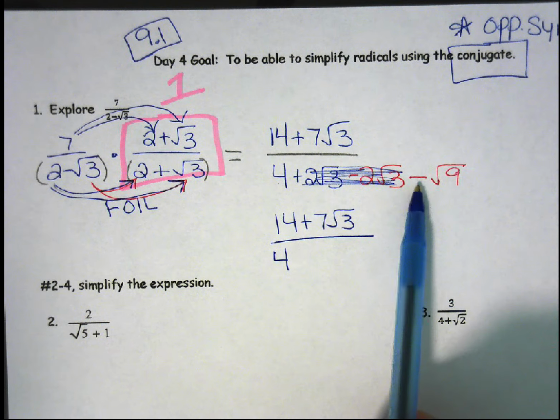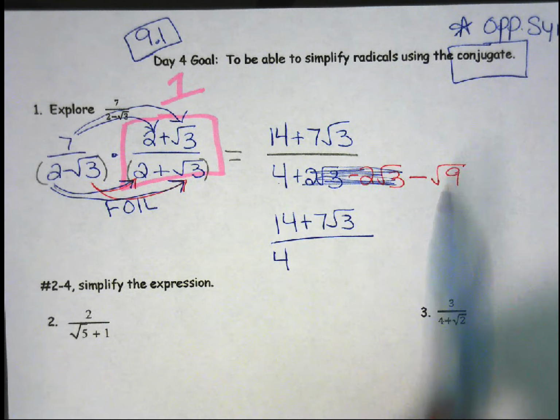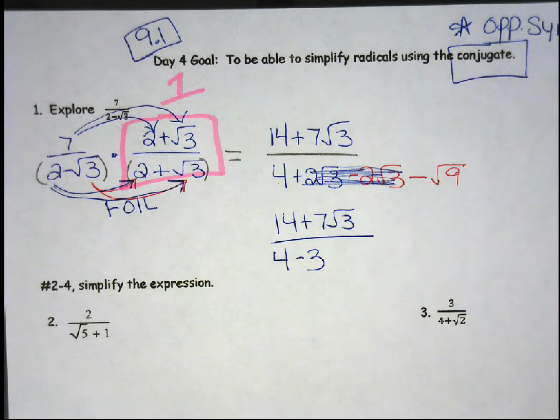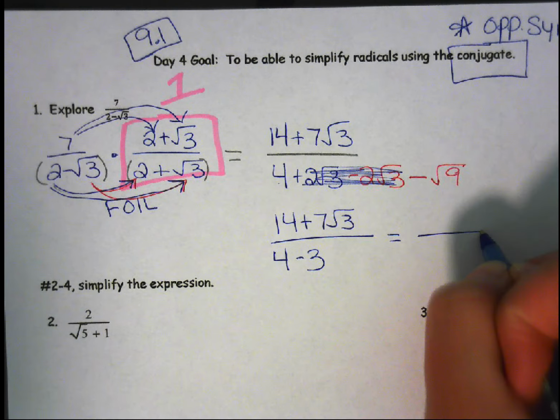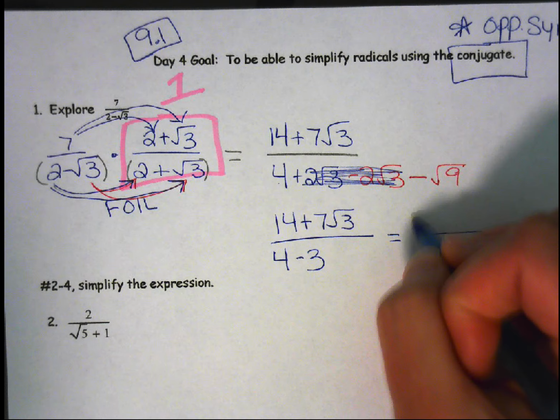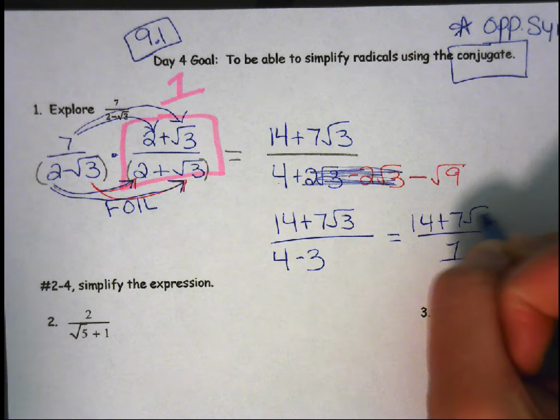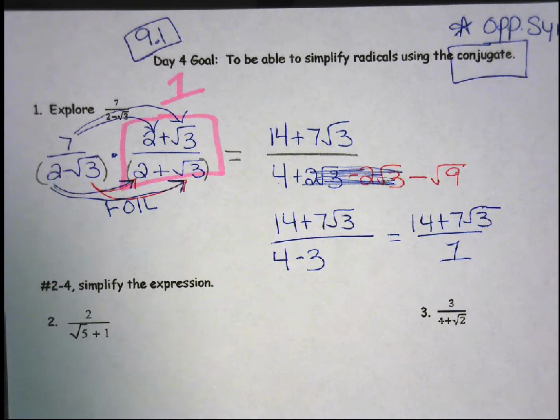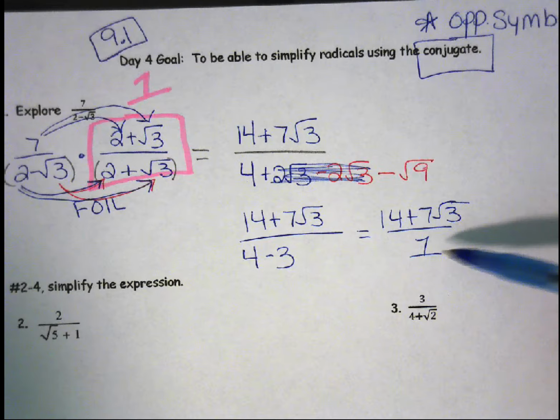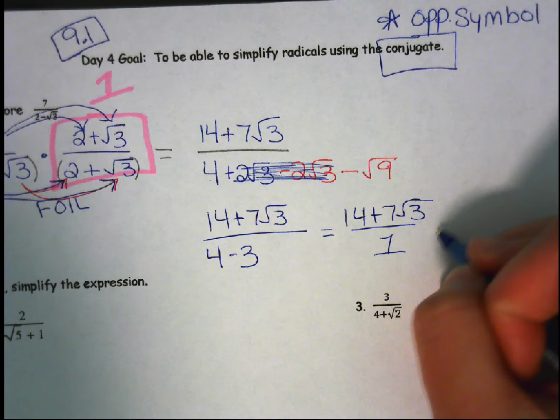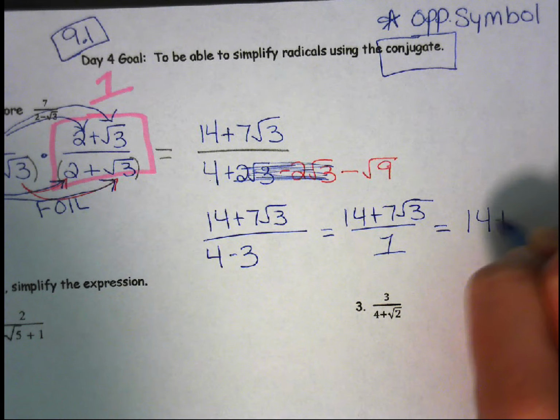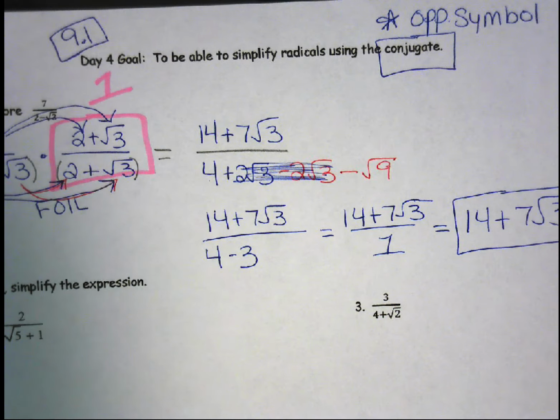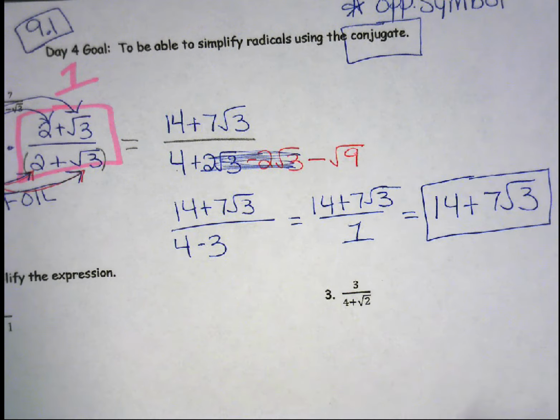And then what's the square root of 9? Just plain old 3. So 4 minus 3 is 1, and then I didn't change the top. And that's technically your answer. Now, most people would not put the 1 in the bottom. So most people would just say 14 plus 7 square roots of 3. And that's it. That's all you've got for conjugates.